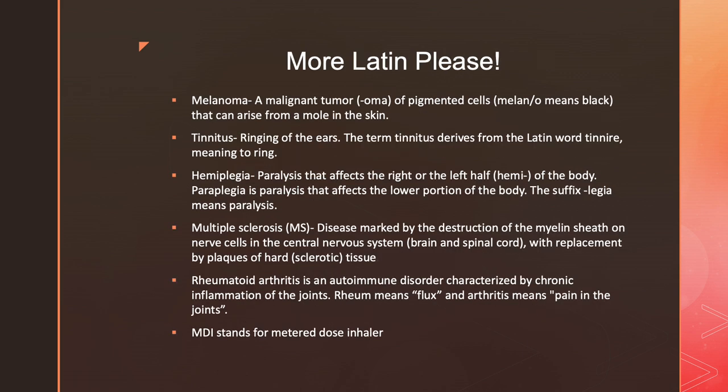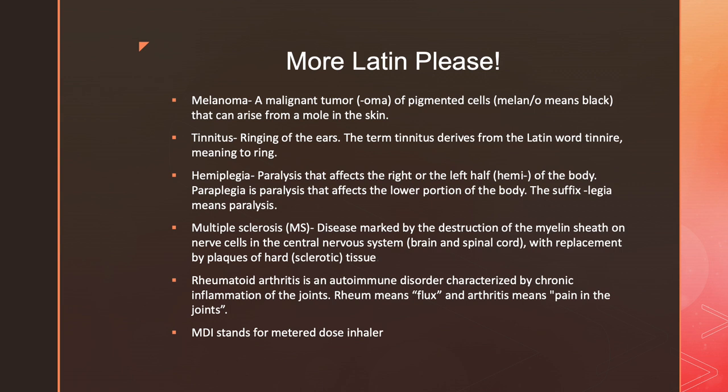I told you guys that Latin was going to be a lot. Latin is always going to be a lot. Latin will forever be a lot. So more Latin, please, is the name of this slide. I'm sorry. This is the way it is. Melanoma. Okay. Oma means tumor. Pigmented cells or melanin. Remember that word? Melanin. Okay. So we have melanoma, which is the black rise from a mole on the skin.